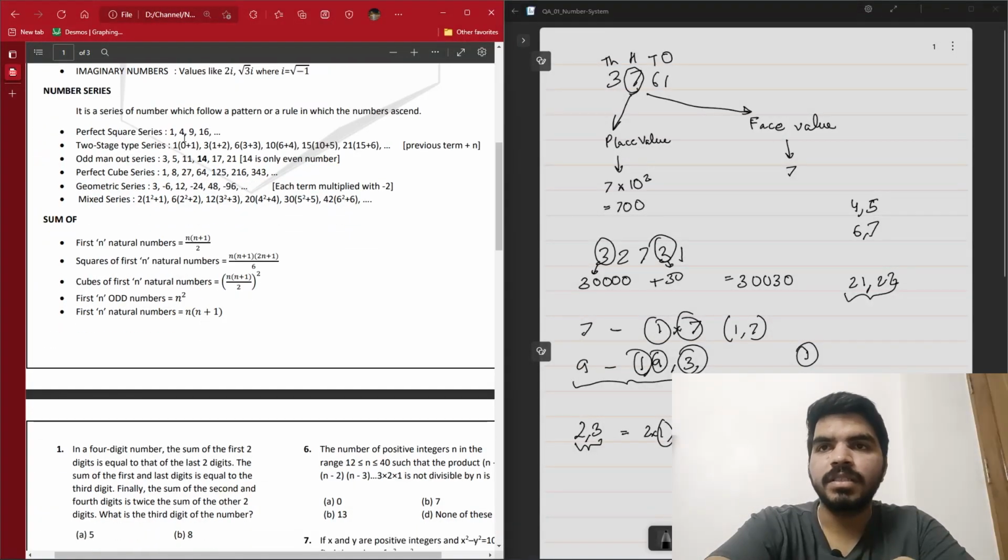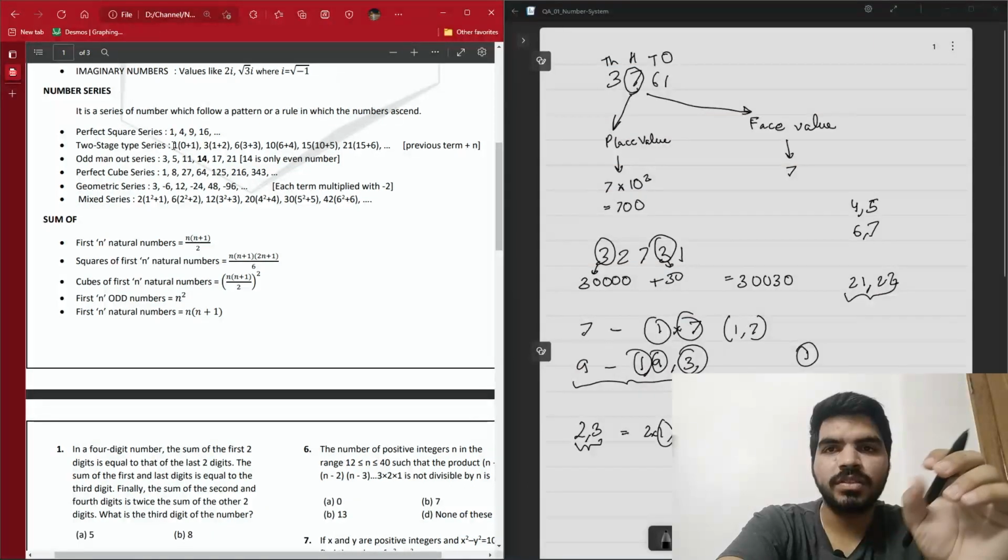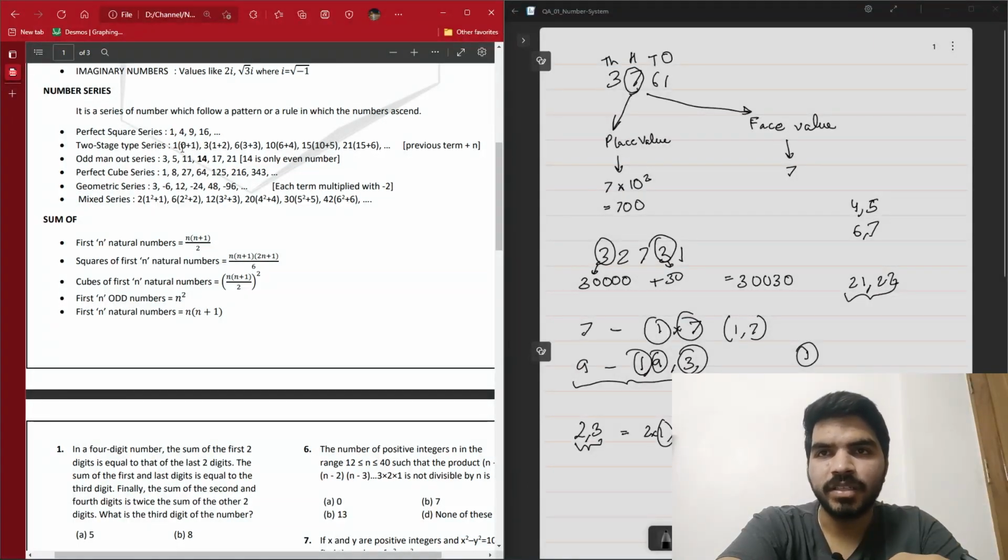For number series, there are various series, like the perfect square series, where we have 1, 4, 9, 16, these kinds of things. Then the 2-stage series, that means two things are going on simultaneously. For example, 1, 3, 5, 7, you can see.